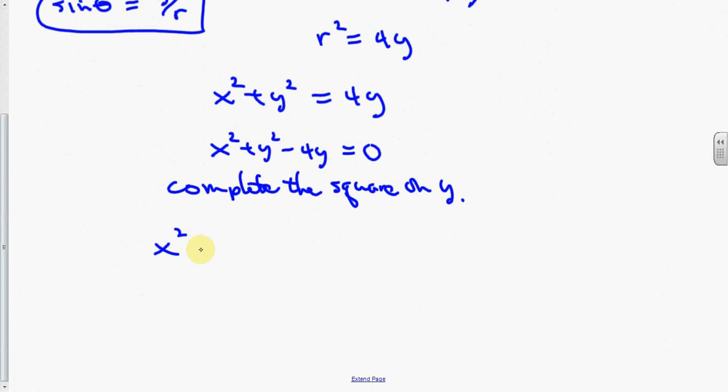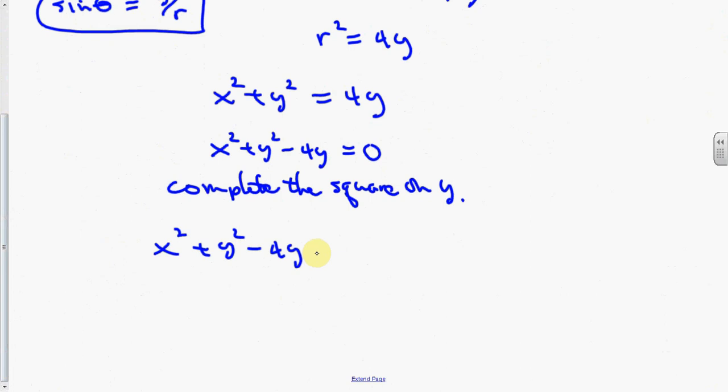So here we have x squared plus y squared minus 4y. In completing the square, you take the y term and its coefficient, which is -4. Take half of it, half of -4, we get -2. Square it, we get 4. So we're going to add 4 to both sides of the equation.